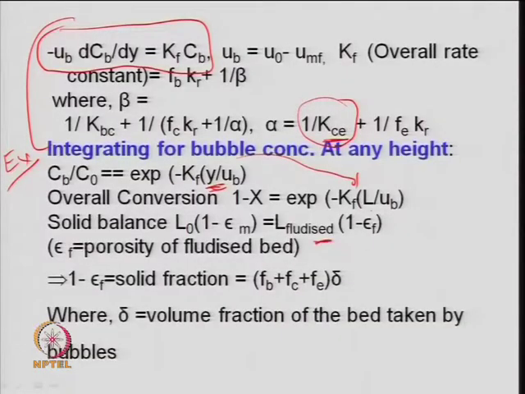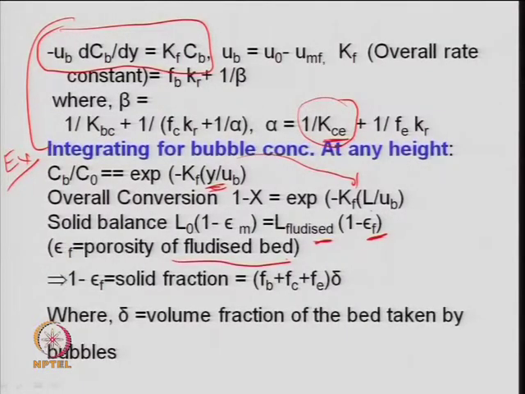So, L 0 into 1 minus epsilon m is representing the mass of the solid, and at any height it will remain the same, the catalyst mass will not change. That is in the fluidized bed, times the void fraction when it is fluidized. So, 1 minus epsilon f is again the solid fraction. This is simply a material balance which can correlate your initial height of the bed and the height when the bed is fluidized. And epsilon f is the porosity of the fluidized bed.